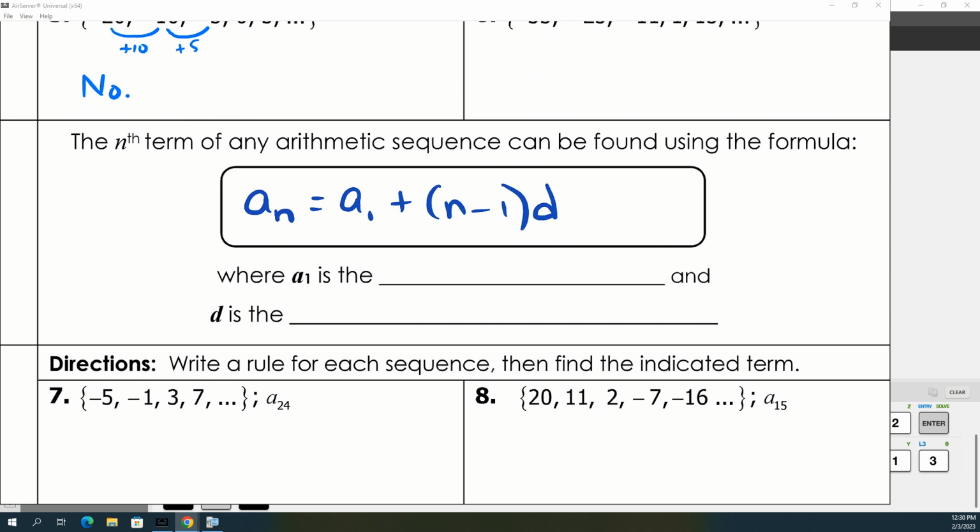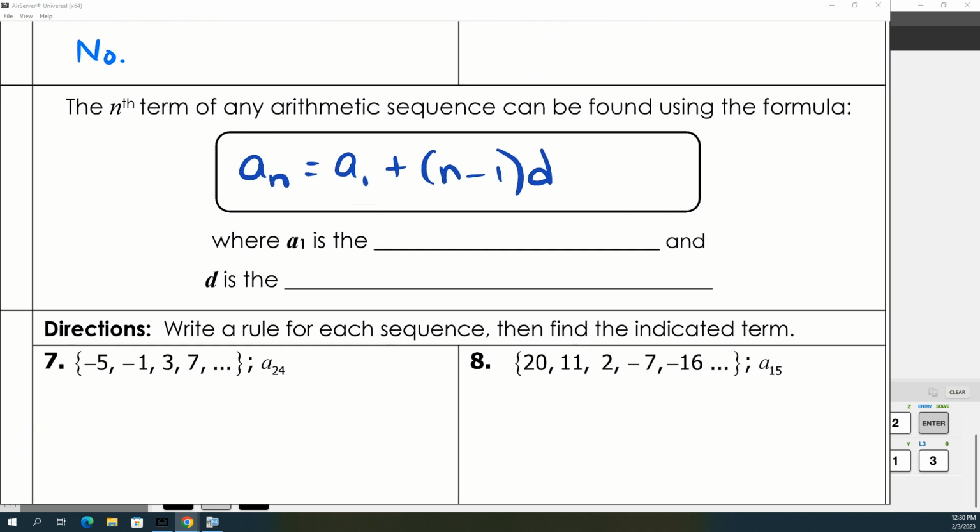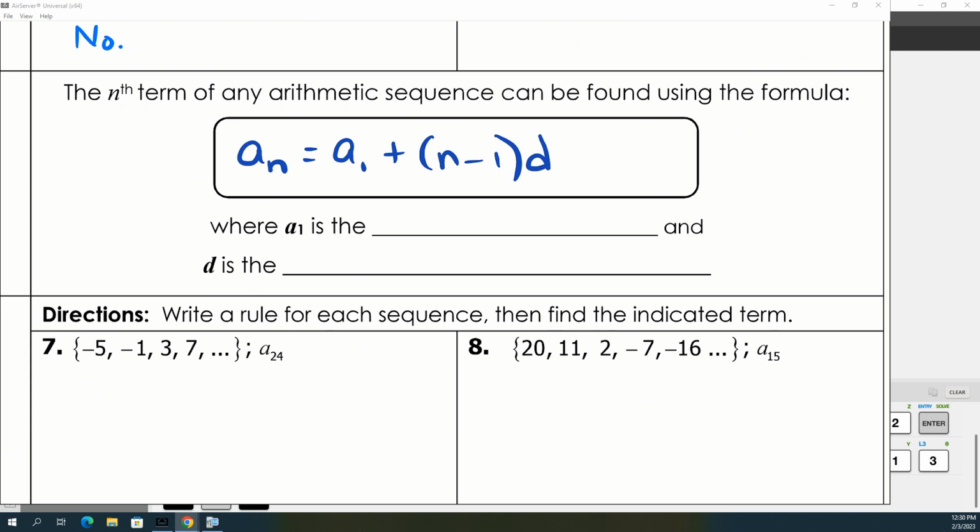Now, I have the reference sheet for the EOC, and this formula is on here. So this is not something that you have to memorize. So don't worry about having to keep it in your brain. As long as you can remember what the parts mean, you can just use the formula. And I'll give it to you if we have a quiz or test on it. I will always give you this formula. But what does a sub 1 mean? A sub 1? The first term. Good. All right, and then D is what we learned about today. That's the common difference.